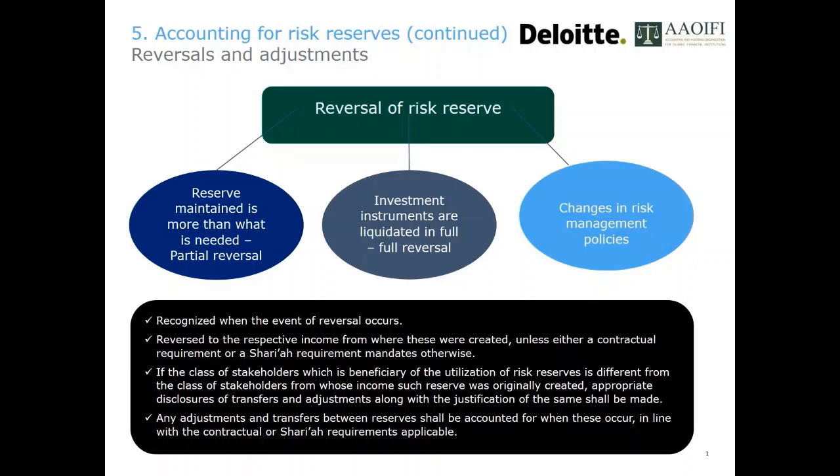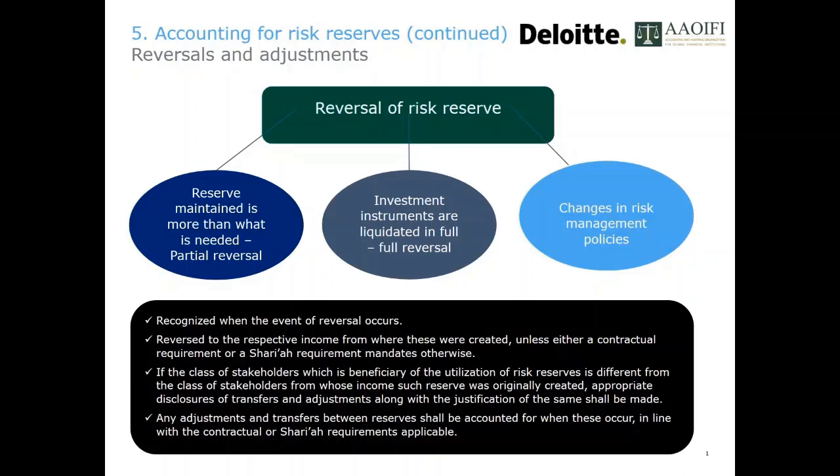Yes, in addition to those points you just mentioned, if the class of stakeholders which is beneficiary of the utilization of risk reserves is different from the class of stakeholders from whose income such reserve was originally created, appropriate disclosure of transfers and adjustments along with the justification of the same should be made in the financial statements.